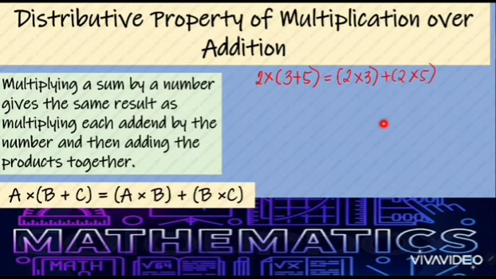So, kung mapapansin nyo, nag-distribute lang tayo. So, si 2, tinimes kay 3, si 2, tinimes din kay 5. Okay, tingnan nga natin kung parehas ng sagot. So, 3 plus 5 is equal to 8. So, 2 times 8 is equal to 16. Next, 2 times 3 is equal to 6. Plus 2 times 5 is equal to 10. So, 6 plus 10 is also equal to 16.